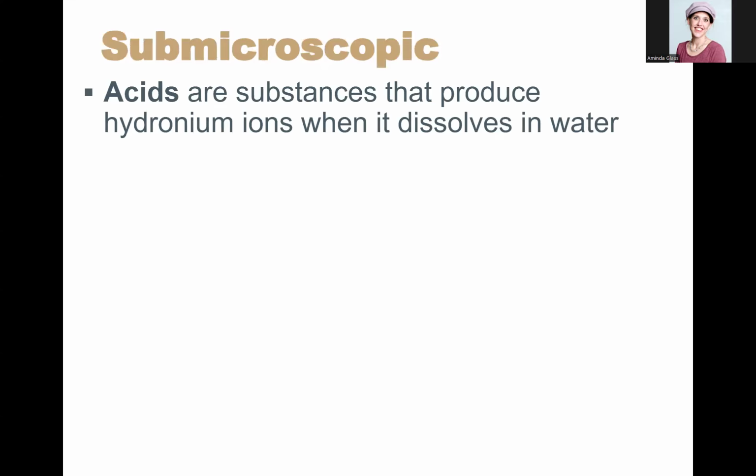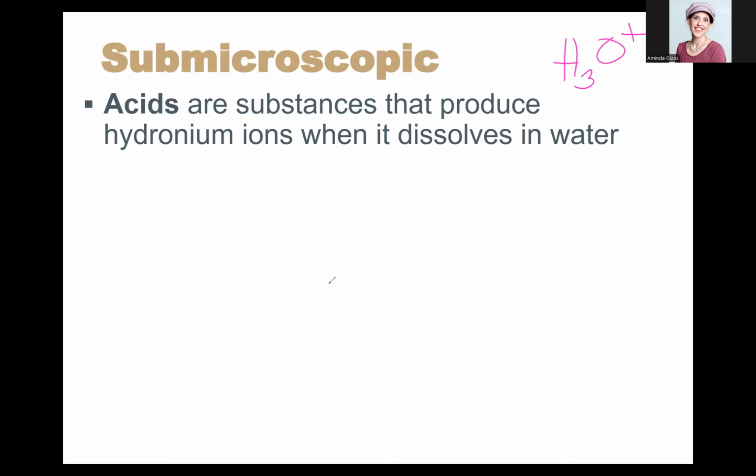Acids are substances that produce hydronium ions, which are your H3O+ ions, when they dissolve in water. So basically, it's H2O plus your hydrogen ions, and that's what gives you your hydronium ions. Because acids separate and produce that hydrogen ion, and then, of course, it combines with water to form your hydronium ion.